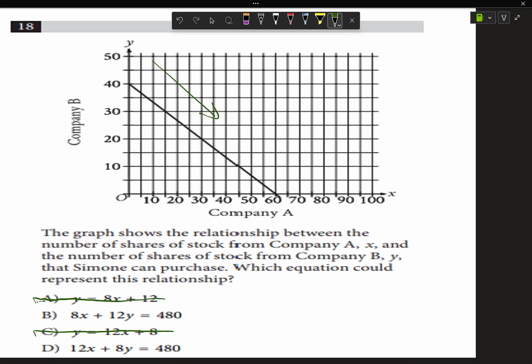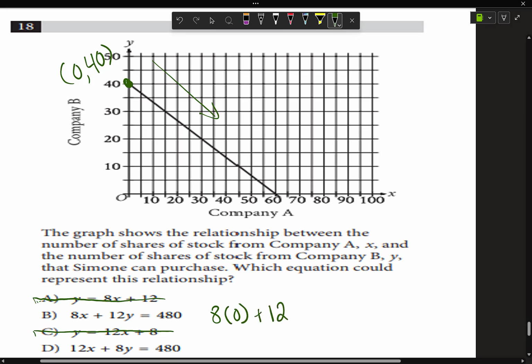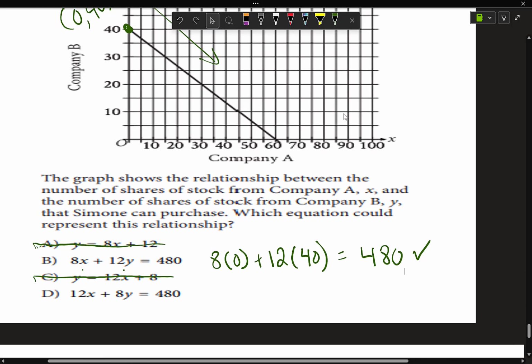From there, let's pick a well-defined point. (0, 40) is the point. x equals 0, y equals 40. So it should make the equation true. So let's check it. If we substitute 0 for x and 40 for y in that equation, this does give us 480. 8 times 0 plus 12 times 40 is 480.